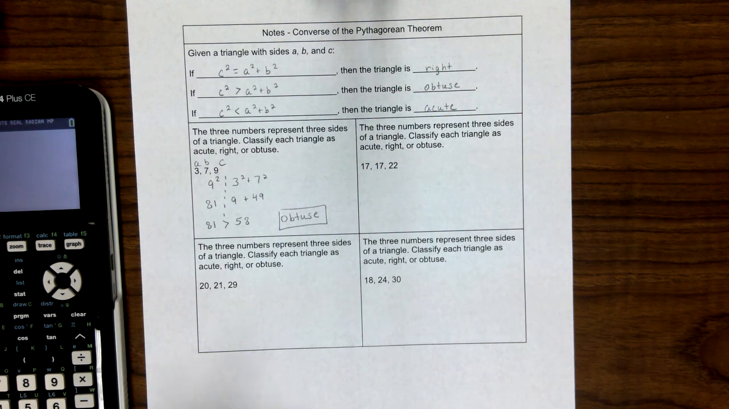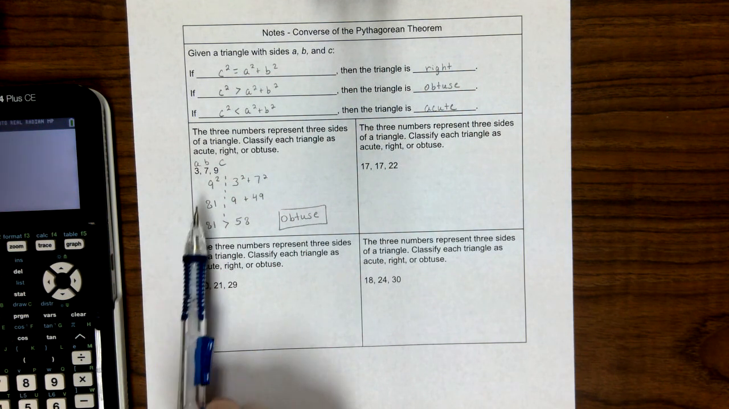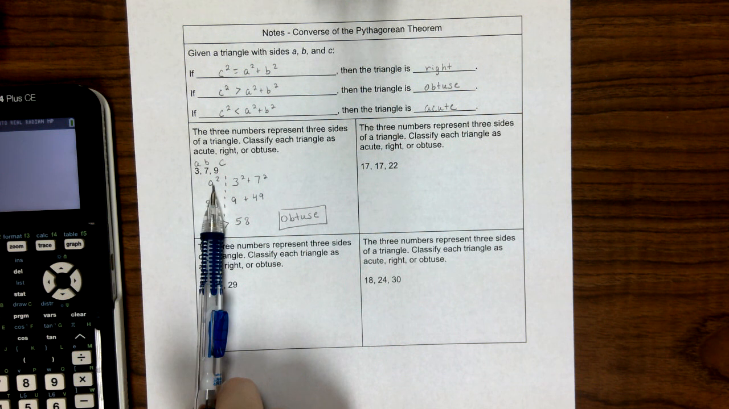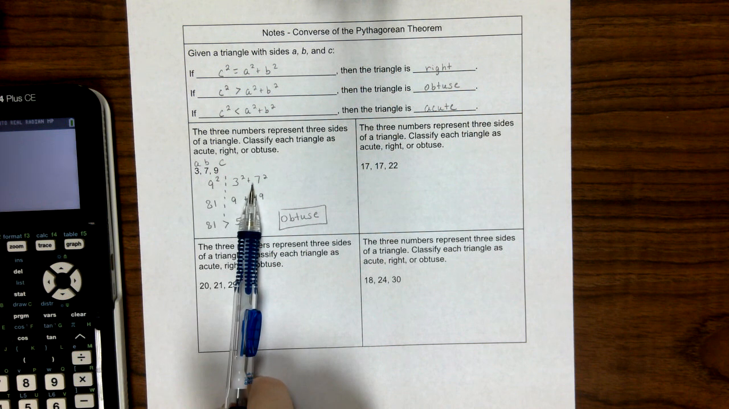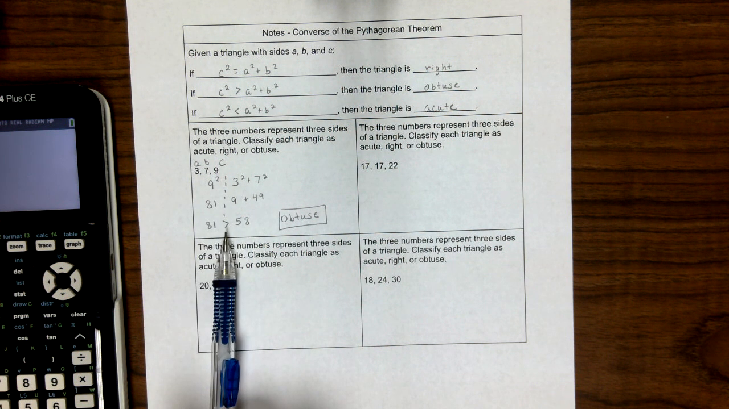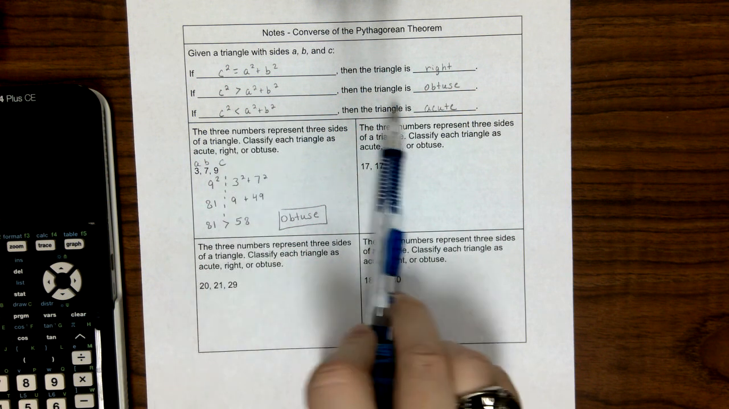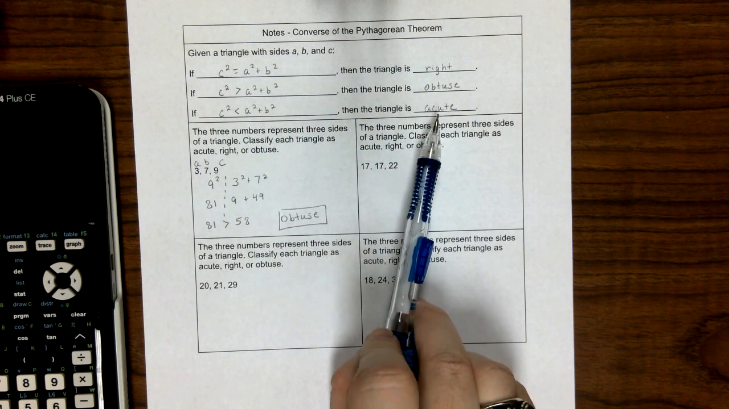That's literally it. This is easy. Make sure you put the biggest side first. Add the other 2 over here when you square them. Simplify, compare who's bigger, and then look up here, figure out if it's right, acute, or obtuse. Really easy.